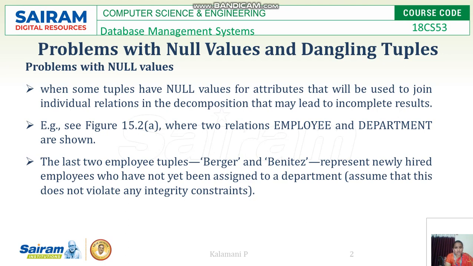Problems with null values. When some tuples have null values for attributes, if we use a join on the individual relations in the decomposition, that may lead to incomplete results. Okay, that is a major drawback.